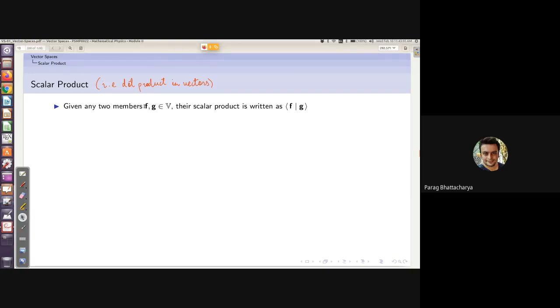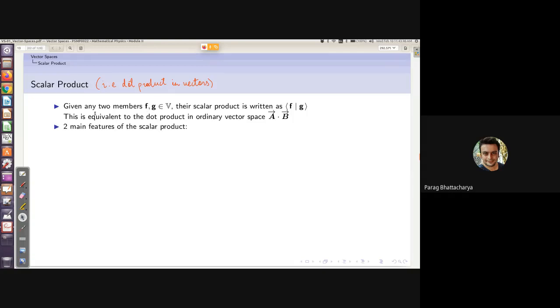So suppose I'm having two members of a vector space, f and g, then the scalar product is written in this way, inside angle brackets f g with a bar in between the two. Their scalar product is given in this way. This is equivalent to the ordinary dot product in ordinary vector space, where A is one vector and B is another vector, and we find the dot product of A and B. So that is basically what your scalar product is.